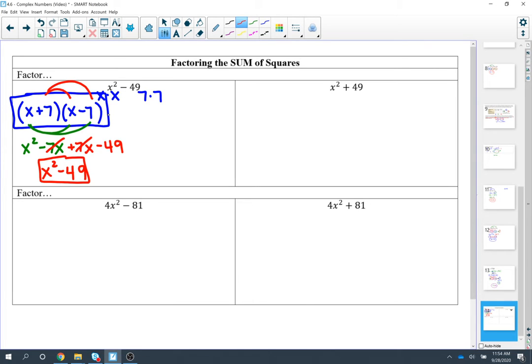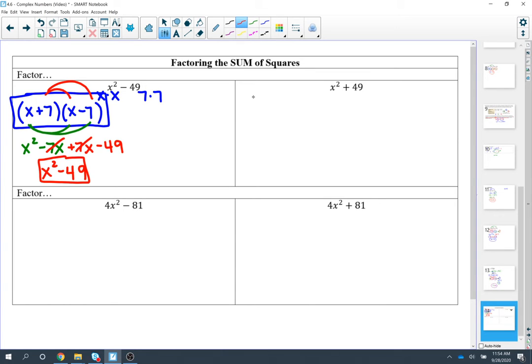So the question is, well, what does x squared plus 49 factor into? Some of you are going to tell me it factors into this over here. Well, how can that be? How can two different expressions factor into the same thing? And it doesn't, because when I multiply this out, I get x squared minus 49, and I want a plus 49. So this does not factor into x plus 7, x minus 7.